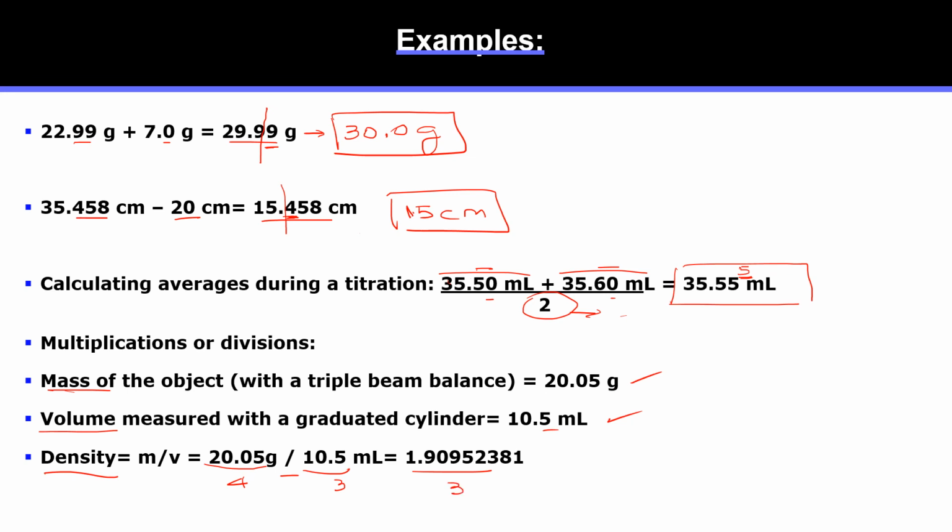So my answer should be cut after the 0, and since the next digit is a 9, I have to add 1 here, so it's going to be 1.91. And again, don't forget the units. This is going to be grams over milliliter or centimeter cubed, which is equivalent.